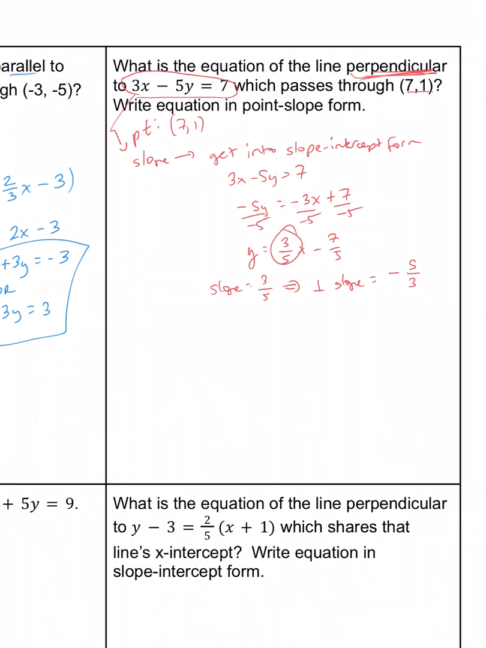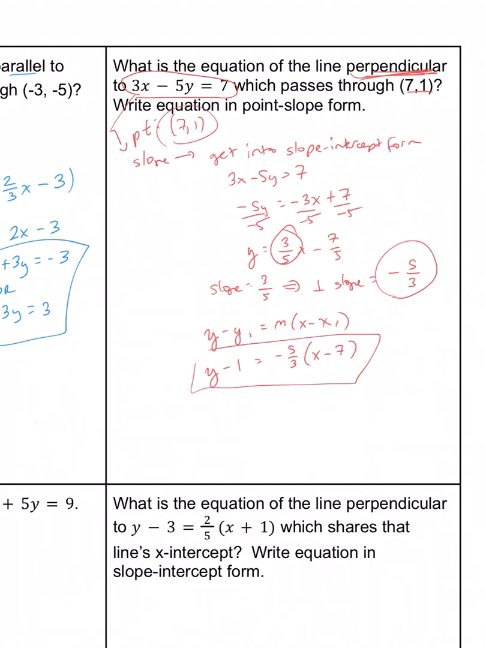So now I want to write this in point slope form, which is this. And point slope form is super nice because once you know the slope, and once you know a point, you simply plug those things in where they go. The y value of the point was 1, the slope was -5/3, and the x value of the point was 7. And that would be the equation in point slope form.